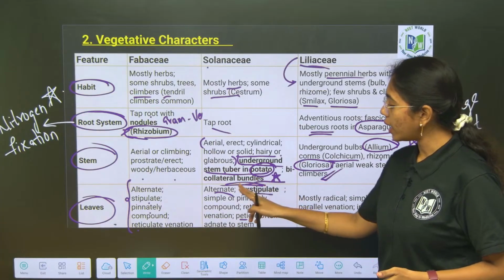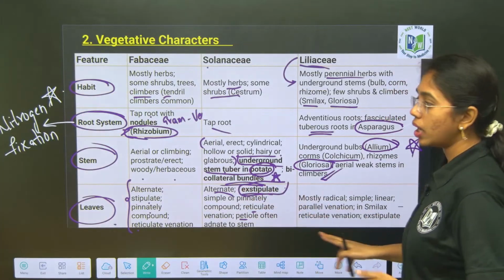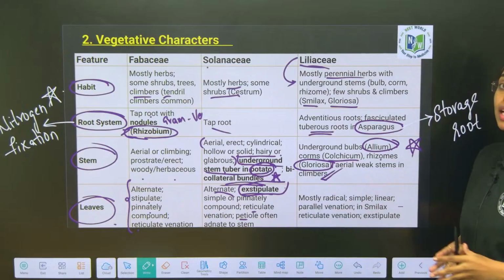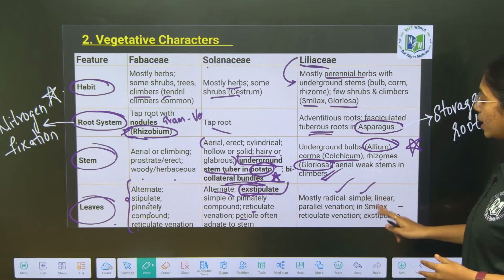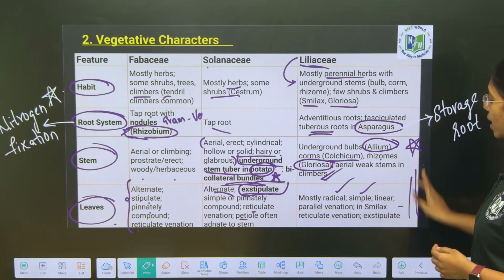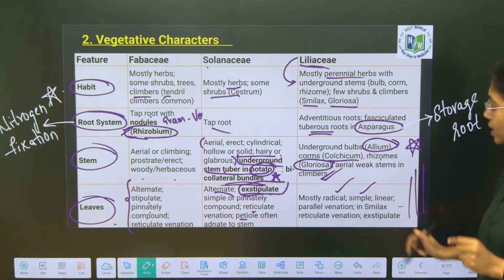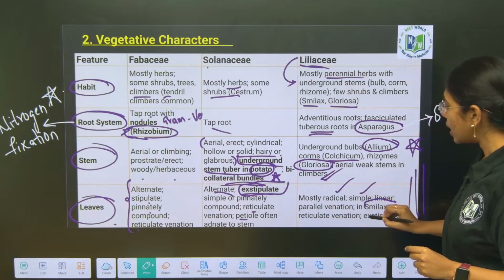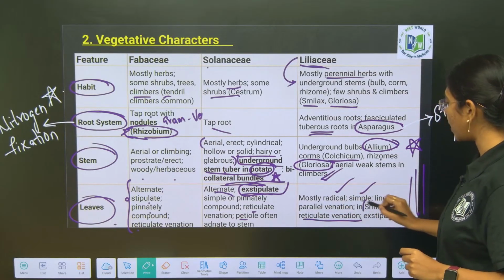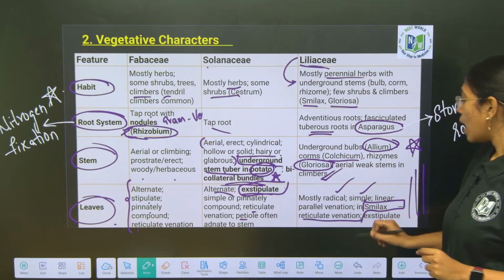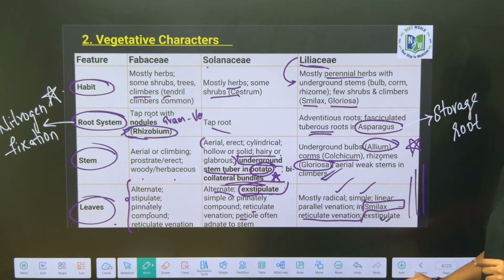Here you have to highlight the exstipulate condition. Clear, right? Next, in Liliaceae members you observe the leaf is mostly radical, simple, linear, and mostly it follows parallel venation only. There is one exception that you have to remember: in Smilax it shows reticulate venation. Okay, Smilax shows reticulate venation, and mostly this is often the exstipulate condition.